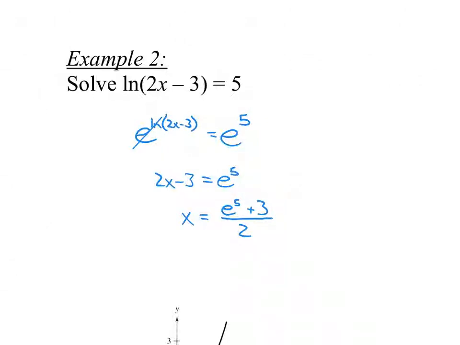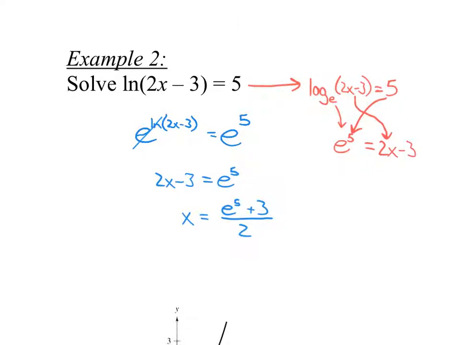Remember, an alternative way of thinking through this is to see it as the log base e of 2x minus 3. And as I was saying before, we can rewrite this based on what a logarithm is. A logarithm is saying that if e is our base, then 5 is the exponent of e that will give us the argument, 2x minus 3. Again, however you figure that out, you'll get to the same place. But we do want to keep in mind that these are inverses.